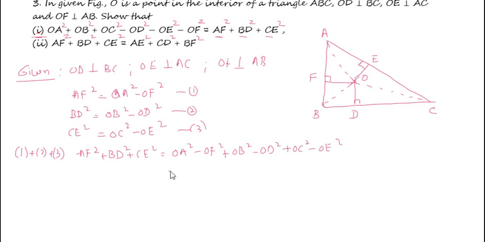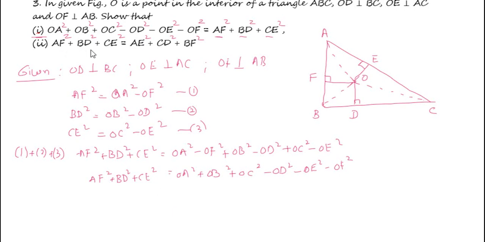If you rearrange this, it becomes OA square plus OB square plus OC square minus, I will write OD square first, OD square minus OE square, OE square minus OF square. That is equal to AF square plus BD square plus CE square. Now let us prove the second part.